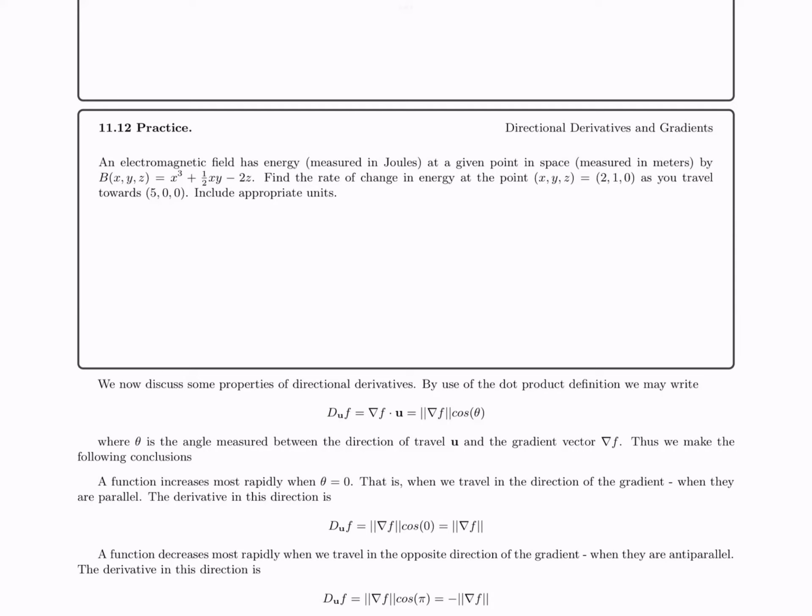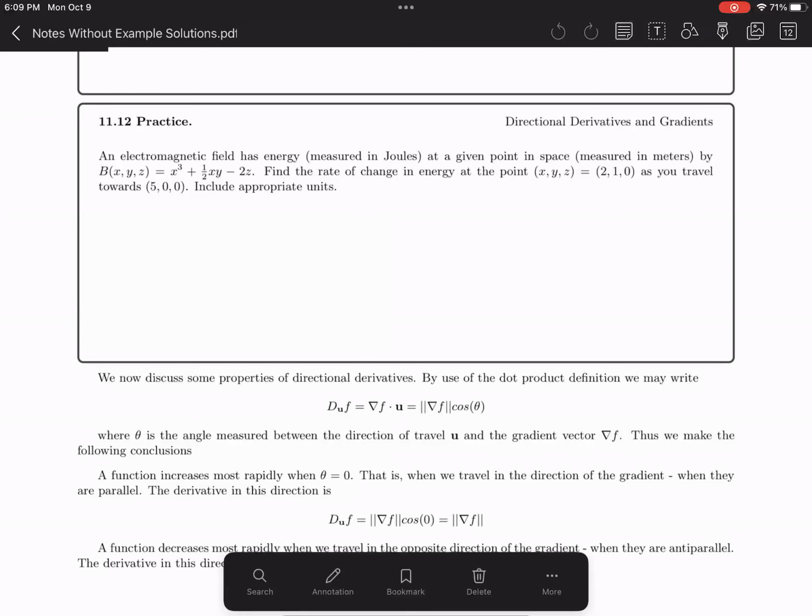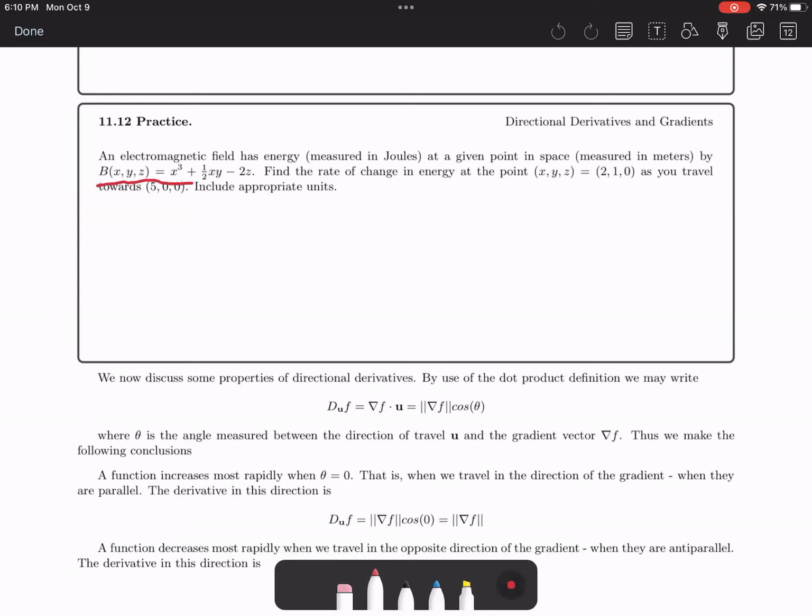that has energy measured in joules, and it's a function of three-dimensional space. So at a given point in space, the strength of the field is given to me by that B function. All right, I want to find the rate of change in energy at the point (2, 1, 0) as I travel towards the point (5, 0, 0). So as we move from the first point to the second point, what's the derivative of the B function, the electromagnetic field energy, with respect to our movement?